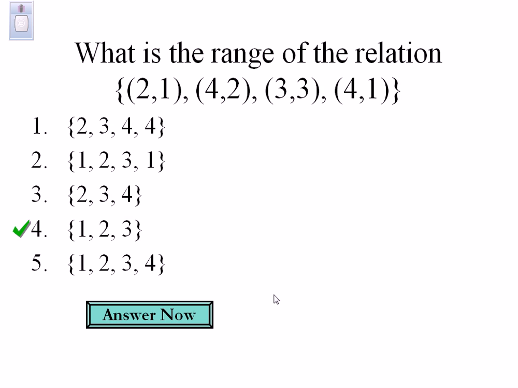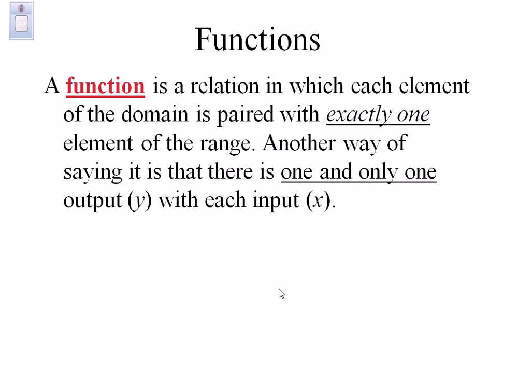All right. So here we go. Now, a very special type of relation is called a function. And what defines a function from just any other relation is that each of those elements in that first set, called the domain, is paired with exactly 1 element of the range. In the domain, it can only be paired with exactly 1 element of the range to be considered a function.